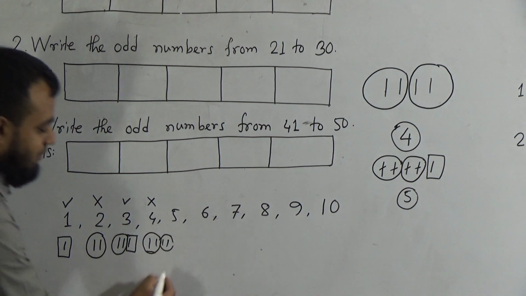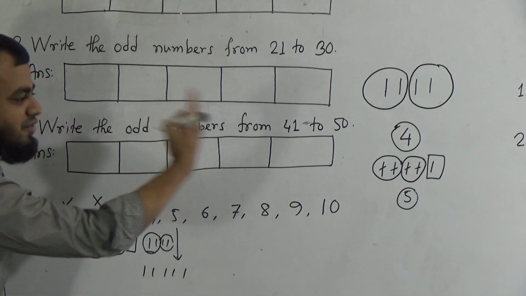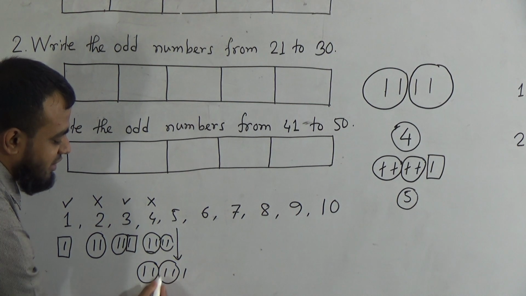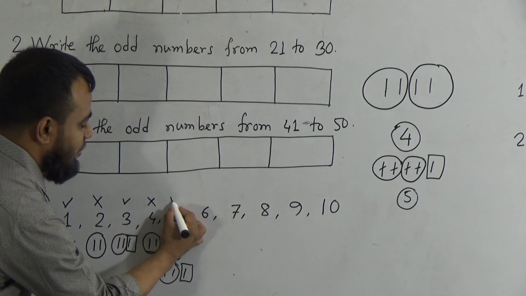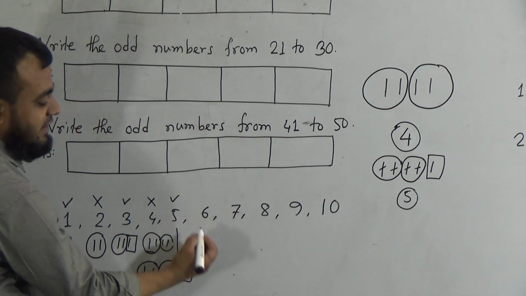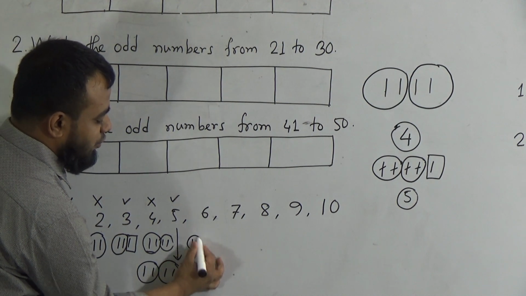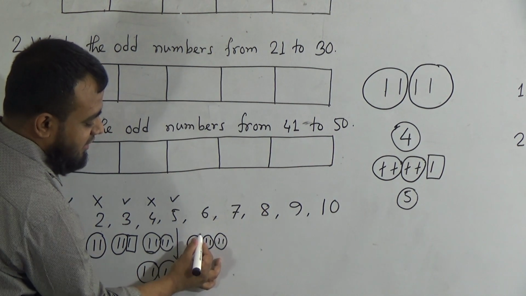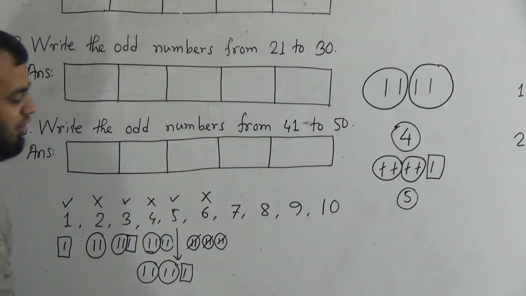Okay, now 5, we are checking 5. 1 2 3 4 5. Already we have checked the number 5. 2 and 2 make a pair, but this one is alone, so 5 can't make a pair, that is why 5 is an odd number. Okay, 6. 1 2 3 4 5 6. There are 6 sticks and 6 can make the pair, so 6 is not an odd number.